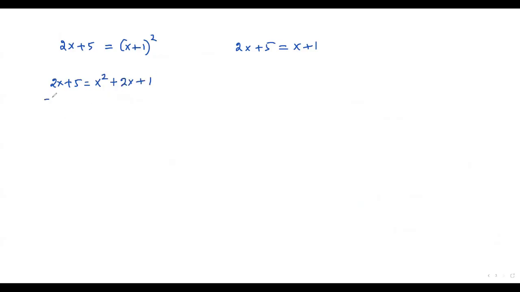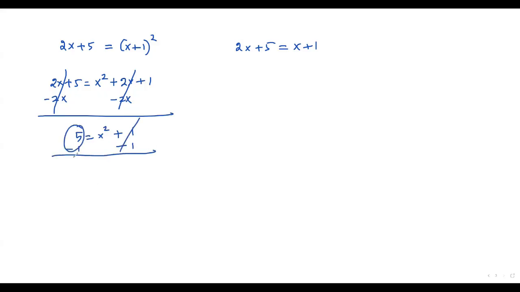Okay, now I can subtract 2x from both sides. When I do so, this positive 2x and negative 2x will cancel. Then we get 5 equals x square positive 1. Let me subtract 1 from both sides. When I do so, this positive and negative 1 will cancel out. Here 5 negative 1 is just 4 equals x square.